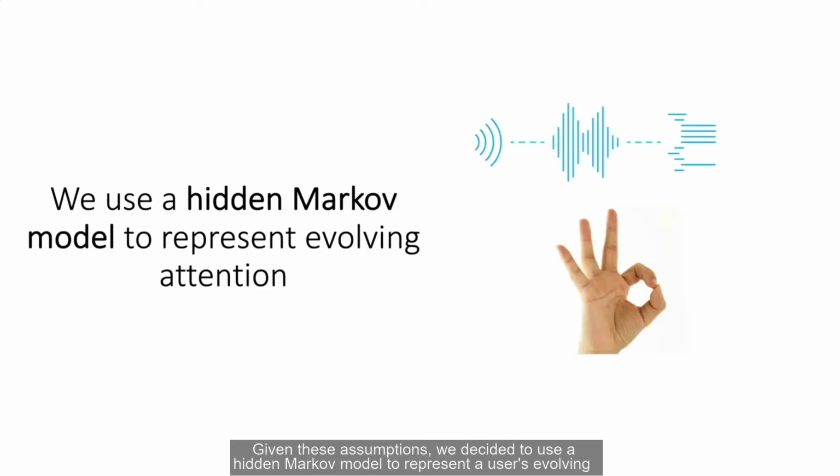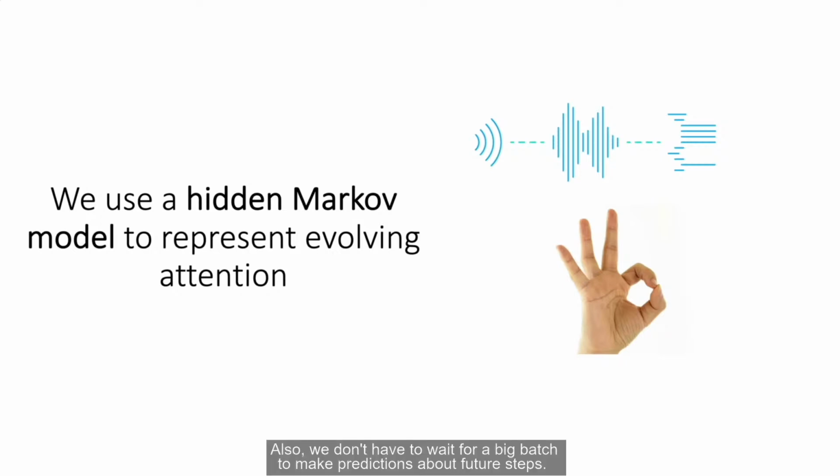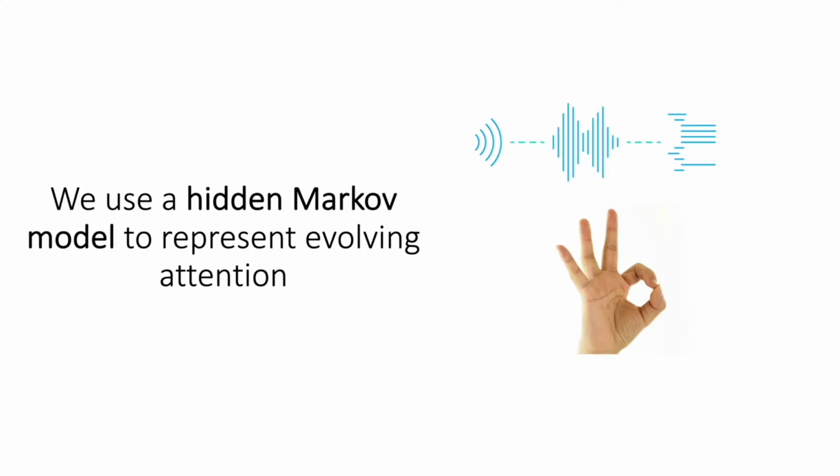Given these assumptions, we decided to use a hidden Markov model to represent a user's evolving attention. Now, hidden Markov models work well for small data, and they work well for streaming data. Also, we don't have to wait for a big batch to make predictions about future steps. Theoretically, you can predict after only a single observation, though the accuracy of that prediction depends on how you define the prior. Now let's talk about how we can apply hidden Markov models to visualization.